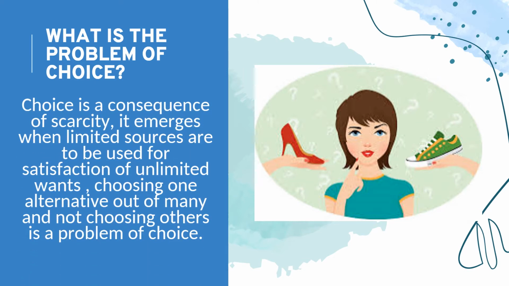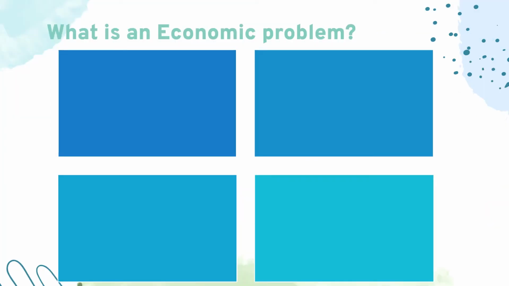Choice is a consequence or result of scarcity. It emerges when limited resources are to be used for the satisfaction of unlimited ones. Choosing one alternative out of many and not choosing others is a problem of choice. We have examined what scarcity and choice is.